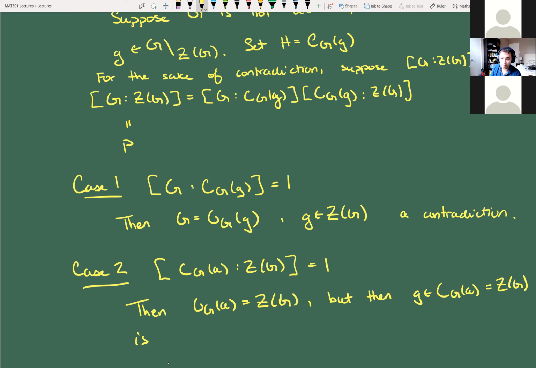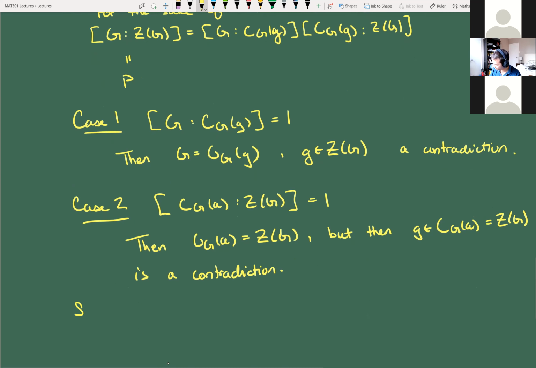But I've just now proven that it is in the center because it's certainly in its own centralizer. And that's also a contradiction, right? So it can't be prime.